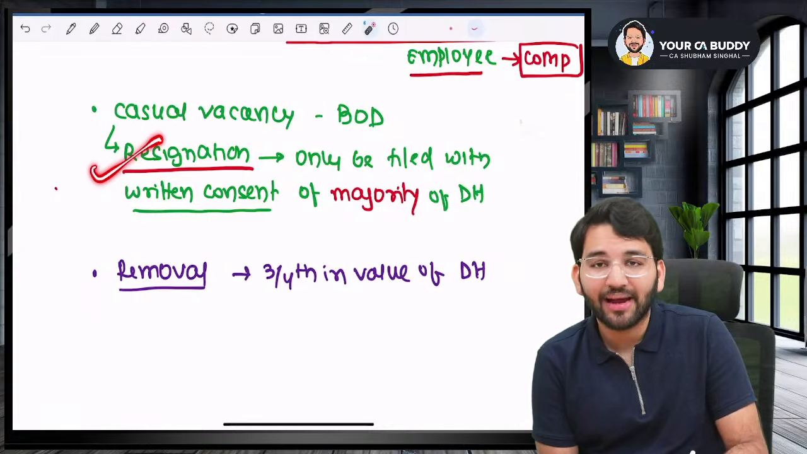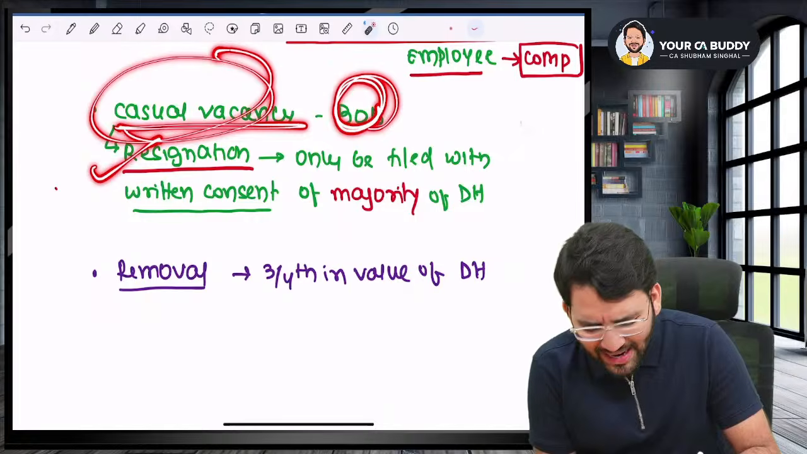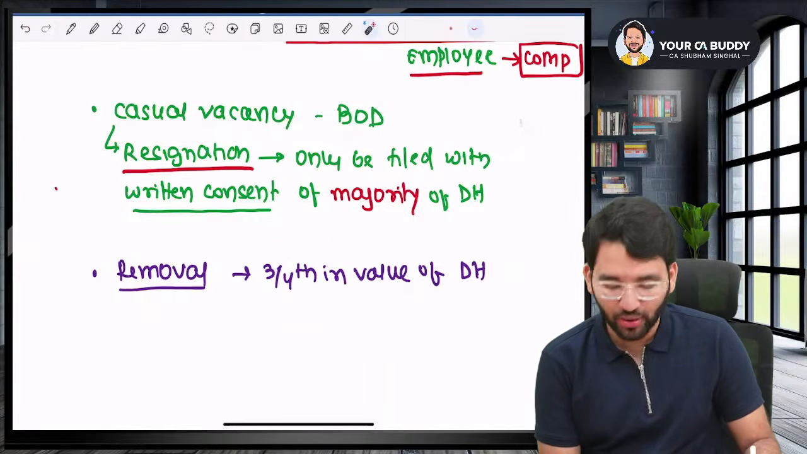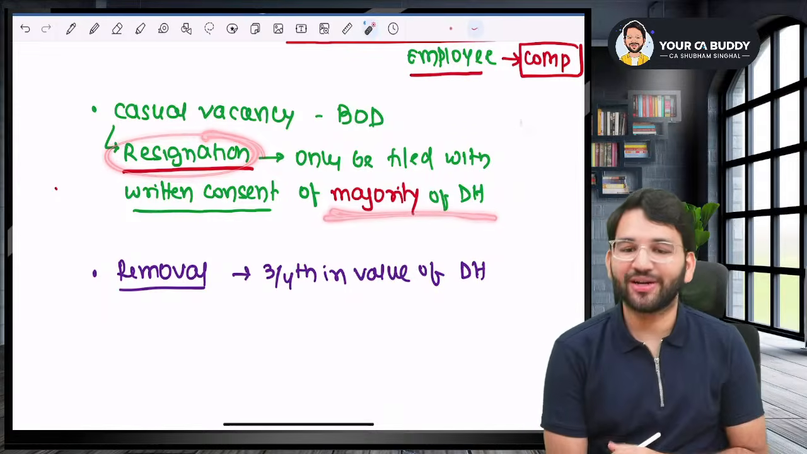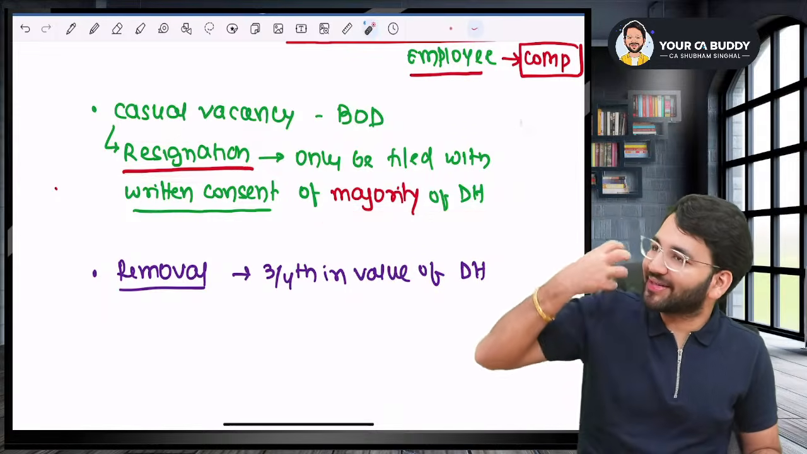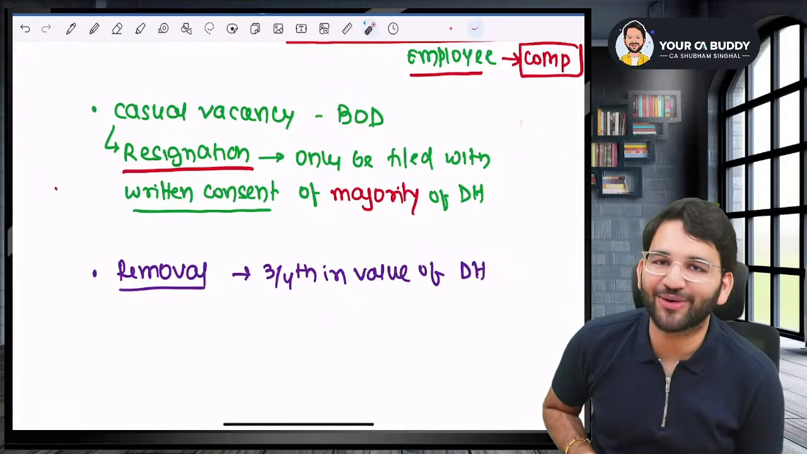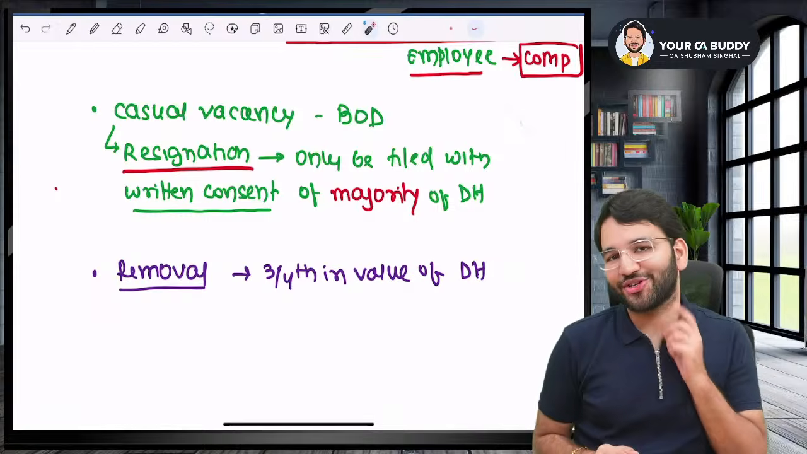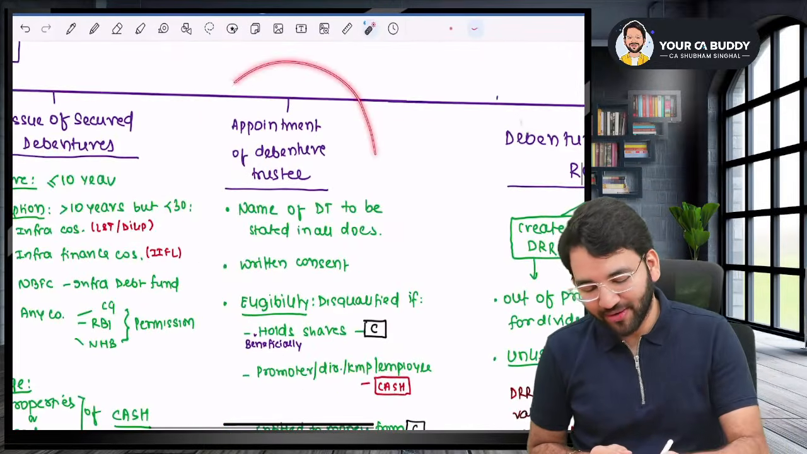But if he resigns when there is a casual vacancy, it has to be filled by the board. In case of any casual vacancy, it has to be filled by the board. In case of resignation, sir, it has to be approved by majority of debenture holders. Sir, if the debenture trustee resigned, then you're bringing one new person, you will have to take approval of majority of debenture holders. Otherwise, you cannot fill this position. Okay. Are you with me? Sir, this is appointment of debenture trustee.